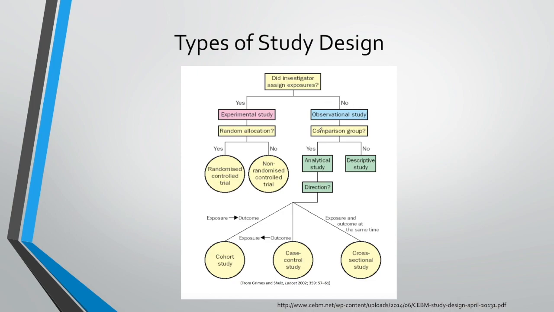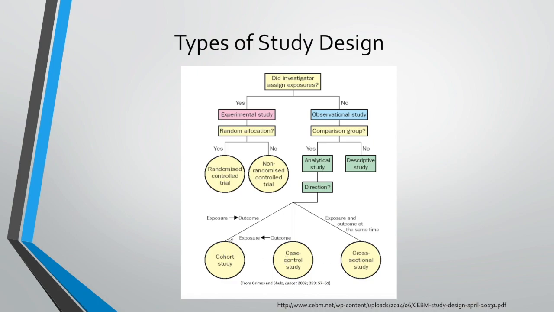And in that case, the next question for us to ask is whether there was a comparison group or not. If there was a comparison group, it makes it an analytical study, because it means we were trying to establish the relationship between two factors. If there was no comparison group, that makes it a descriptive study, and examples of these include qualitative studies and surveys. Analytical studies, on the other hand, include cohort studies, case control studies, and cross-sectional studies.